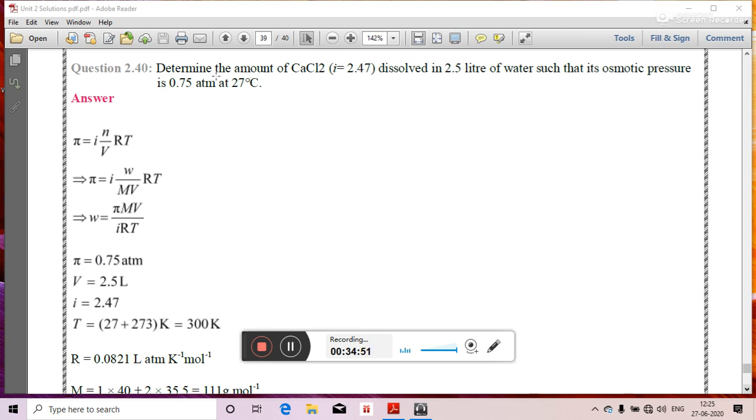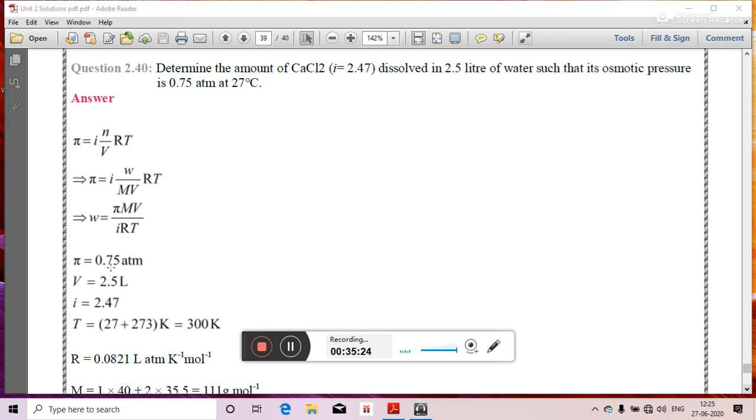Question number 40. Determine the amount of calcium chloride, i equal to 2.47, dissolved in 2.5 liter of water such that its osmotic pressure is 0.75 atmosphere at 27 degrees Celsius. Now pi is equal to i into n upon V into RT. So pi equal to i into WRT upon MV. So W equal to pi MV upon iRT.